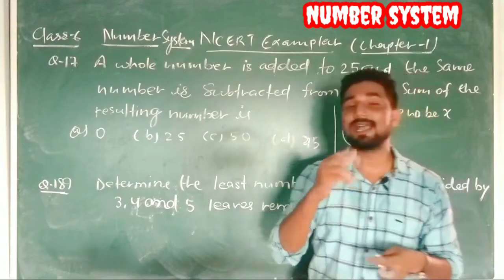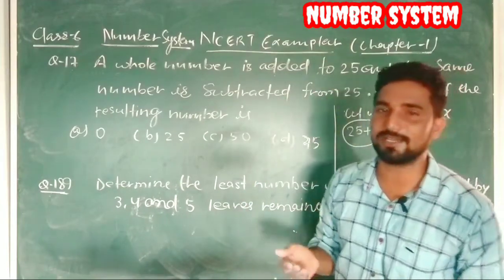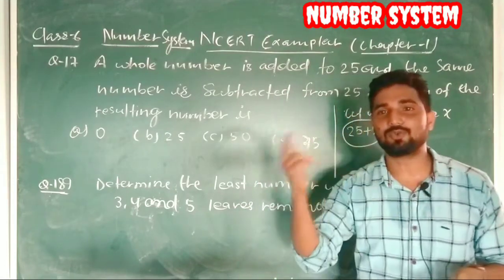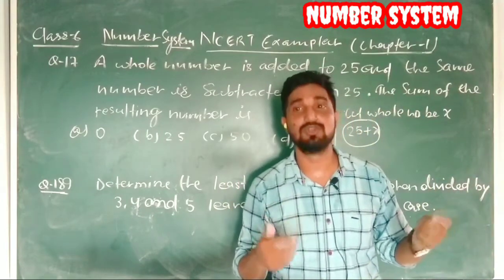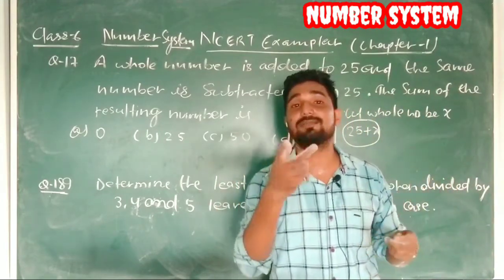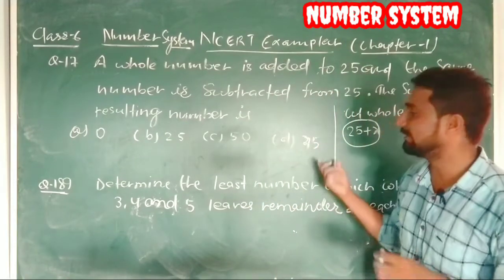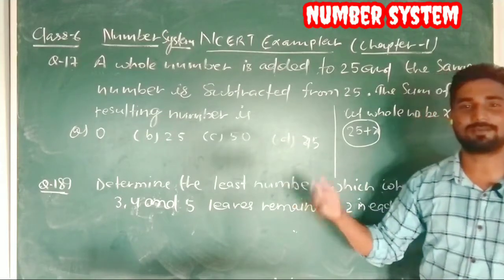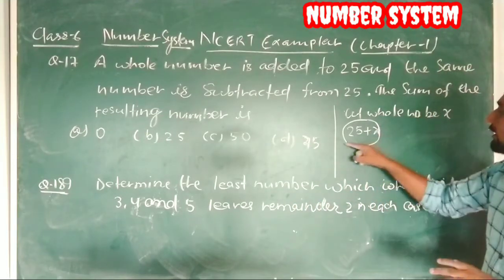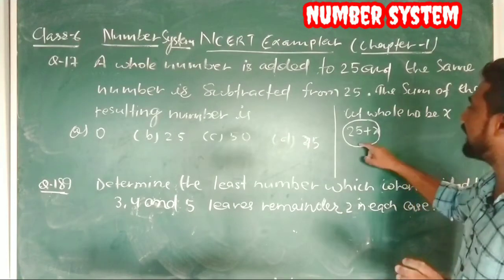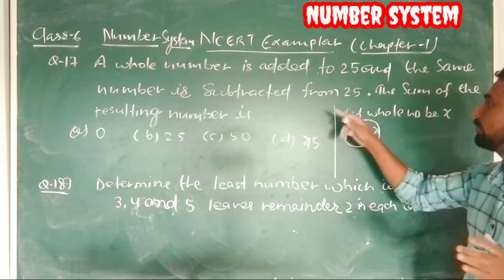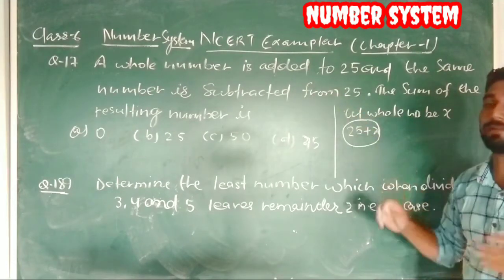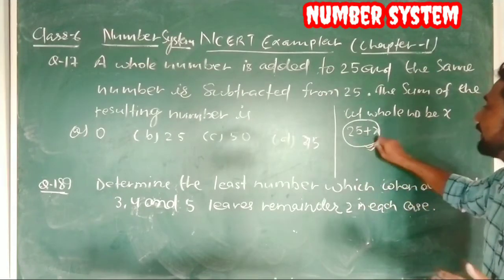It is addition, and in algebra, which you will read in the next class also, like terms will always be added. We cannot add 2 boys and 2 girls and say it is 4 girls or 4 boys. No, girls and boys cannot be added because they are different. So in the same way in mathematics, like terms will always be added. 25 is a constant and x is a variable, so we cannot add them together. So it will be written 25 plus x. So the sum of the whole number x and 25 is 25 plus x.